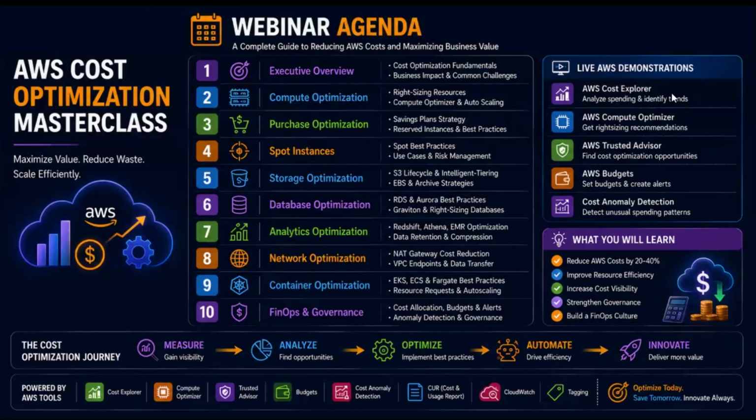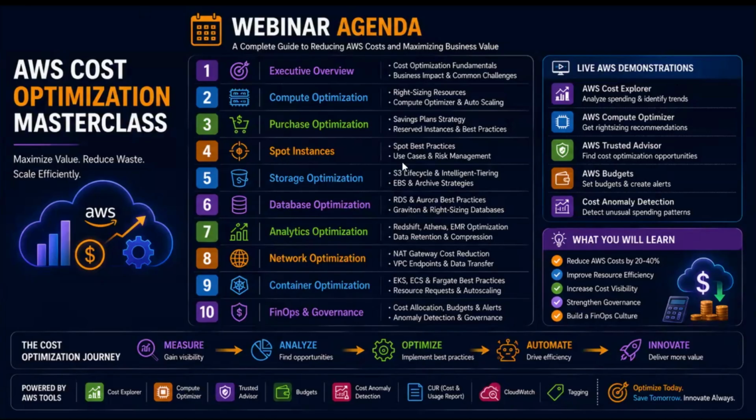We will also try a live AWS demonstration using the AWS Cost Explorer tool, AWS Compute Optimizer, AWS Trusted Advisor, AWS Budgets, and Cost Anomaly Detection. These are the most used AWS cost optimization tools in an AWS environment.